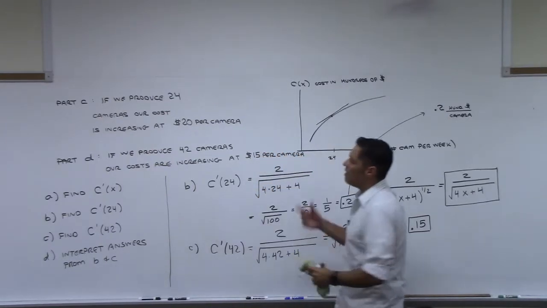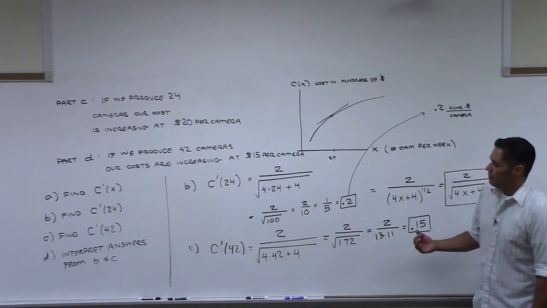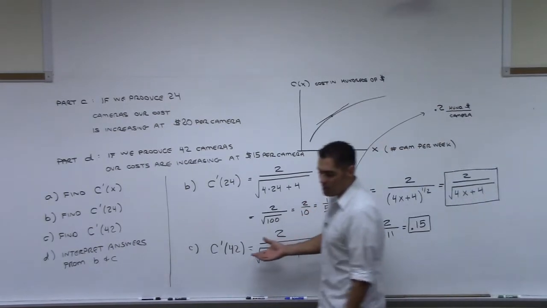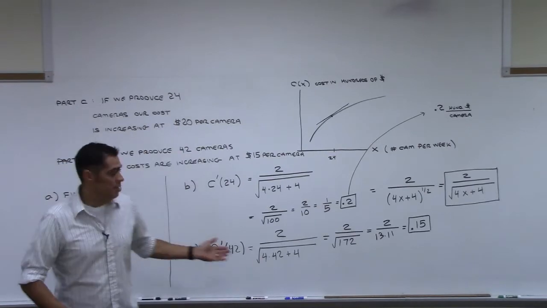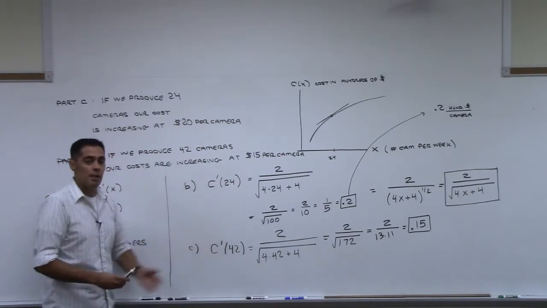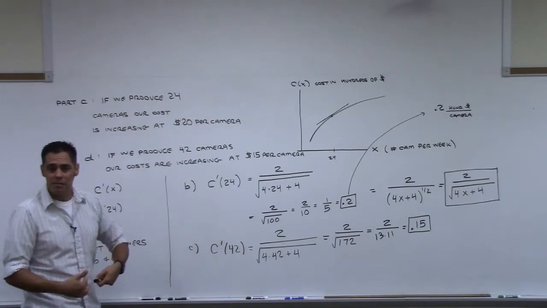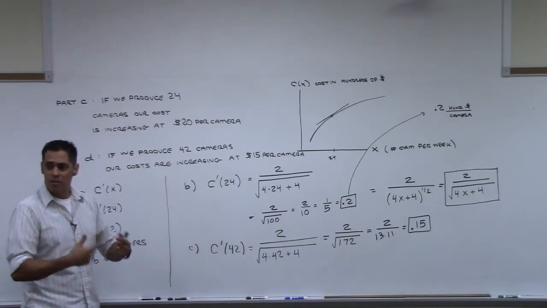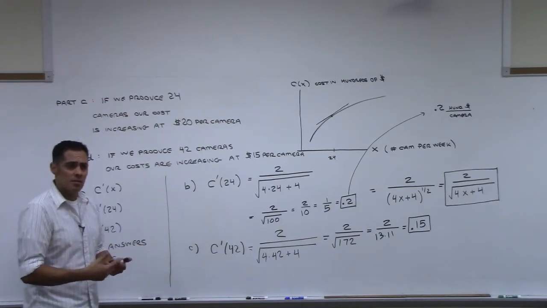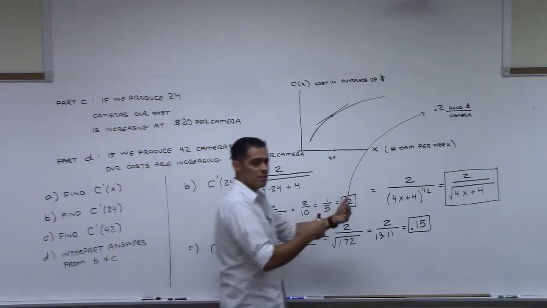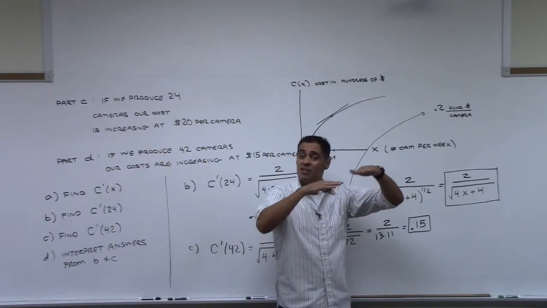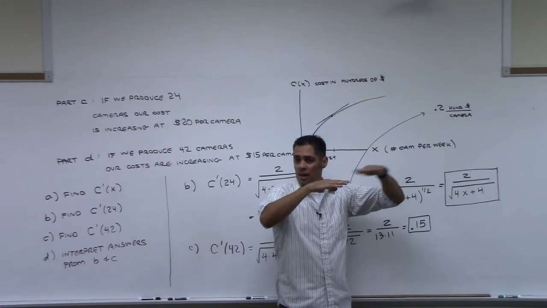What that is telling us is that, yes, it's going to cost more to produce 42 cameras than it is to produce 24. But the rate at which our costs are going up is less. So it might be wise for us to produce more cameras, because the more we produce, the less our cost goes up as we produce more.